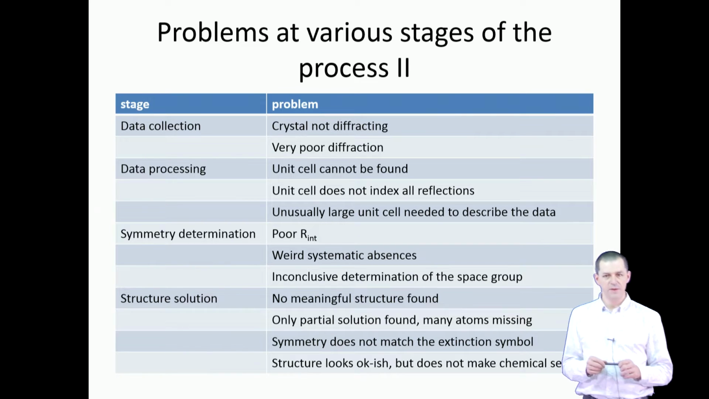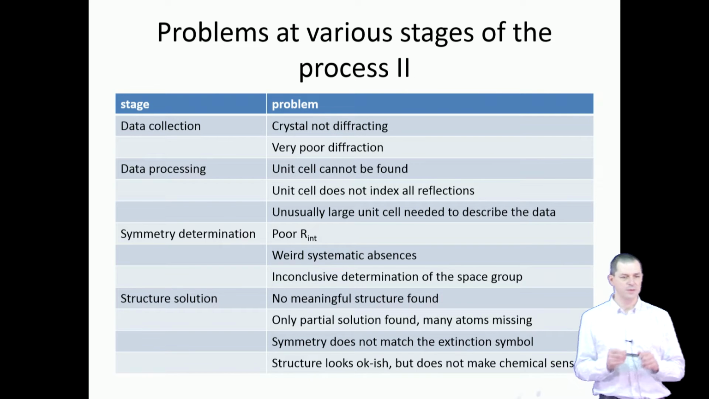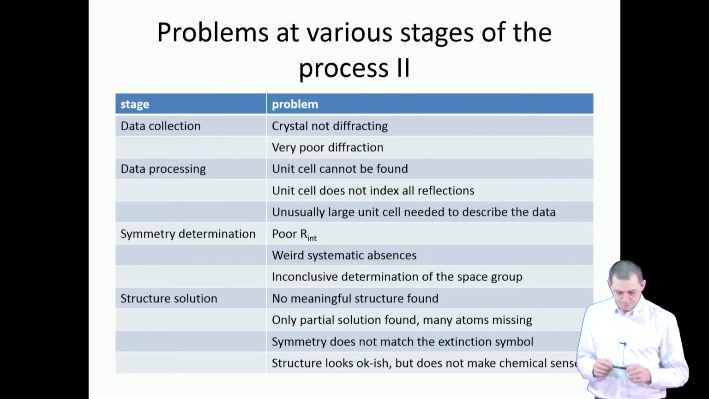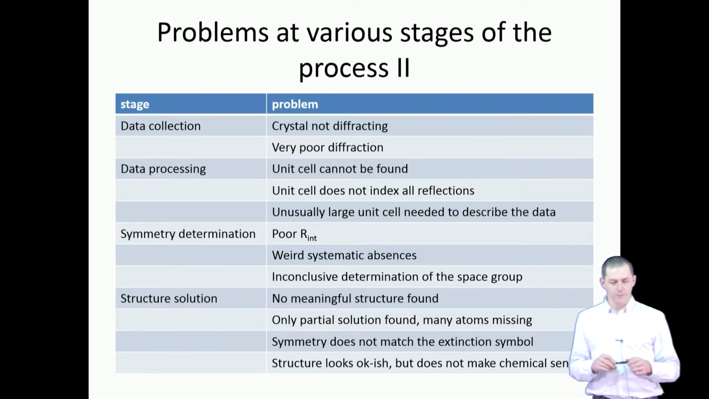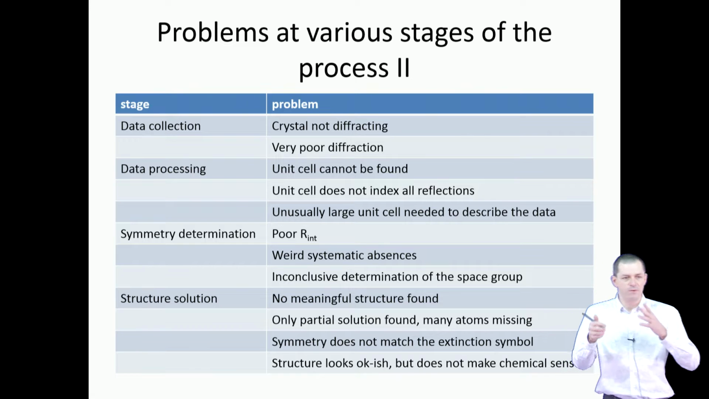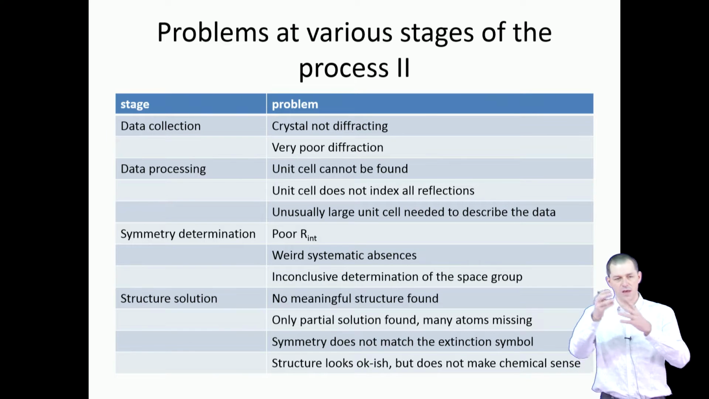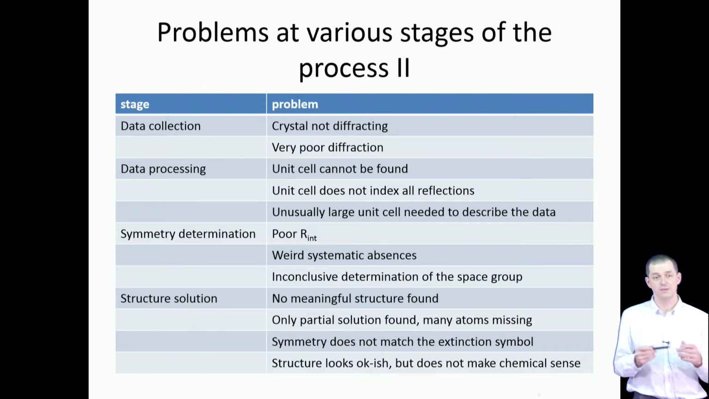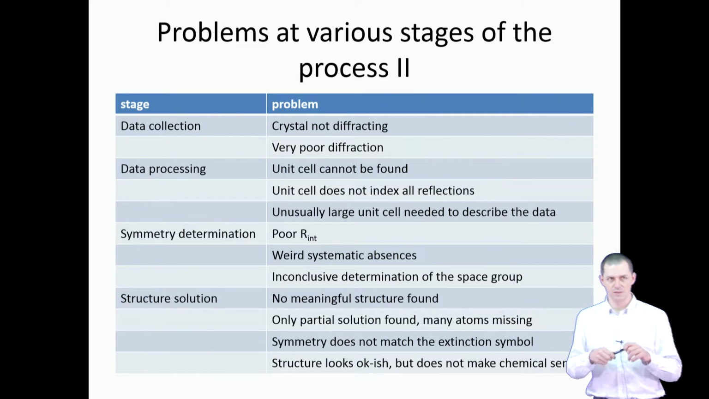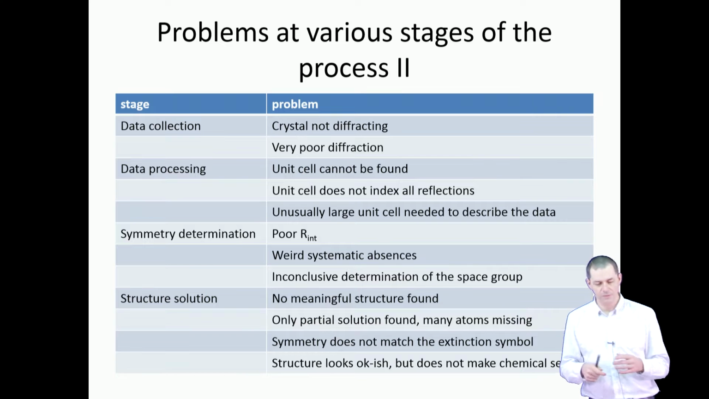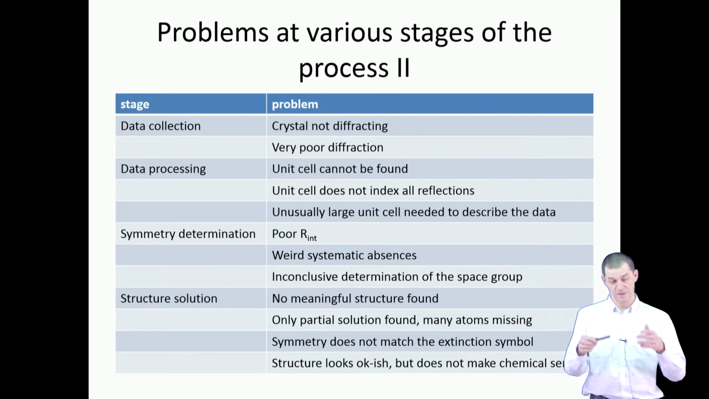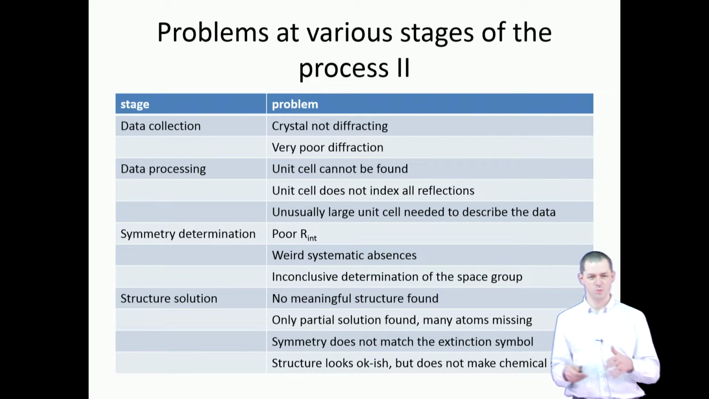Another problem may be that the symmetry suggested by Superflip is not the symmetry suggested by the diffraction data. Or everything is all right, the structure looks fine. There are atoms at reasonable distances, maybe forming reasonable clusters, or let's say motifs, but still for some reason the structure doesn't make chemical sense. So you see there's a long list of troubles that you may face on the way.